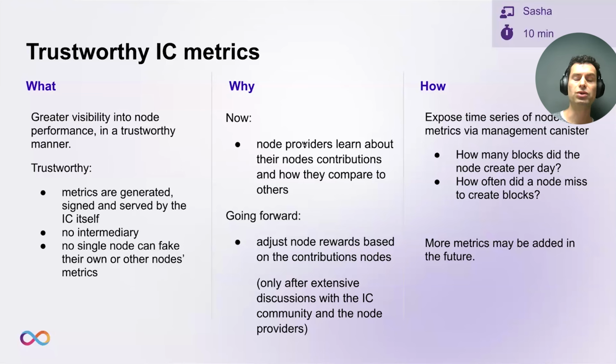Okay, so how do we want to do this? We expose time series of node metrics via the management canister. Right now, we have a metric on how many blocks a particular node created in a day, and from the blocks that the node was supposed to create, how many it failed to create. Based on these two metrics together, we are able to deduce sufficient information on the performance of a node or how beneficial it was to the protocol. There may be more metrics added in the future, but for the time being, this is what we're going to start with. Next slide, please.